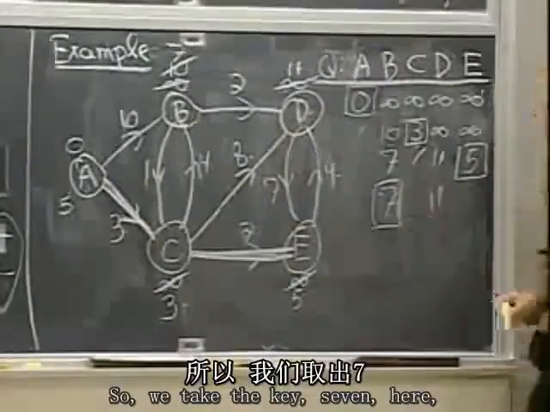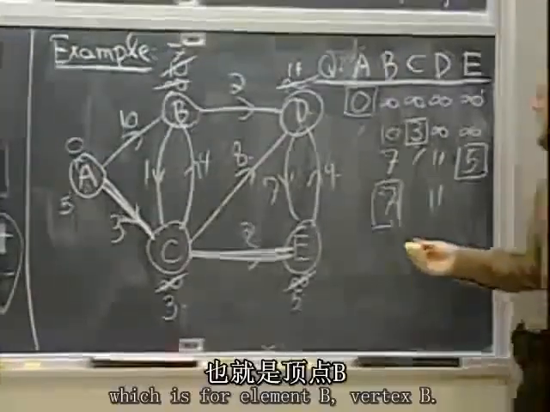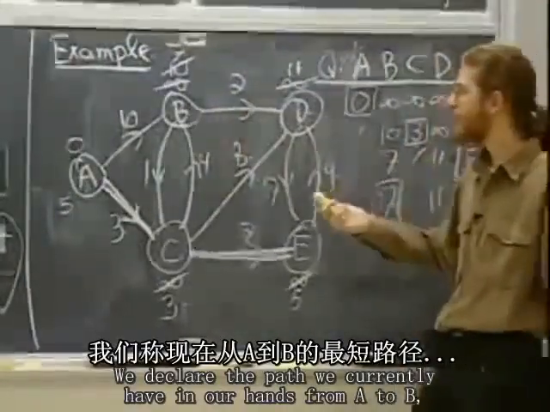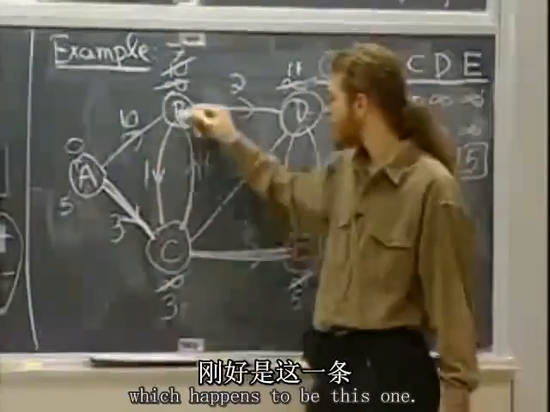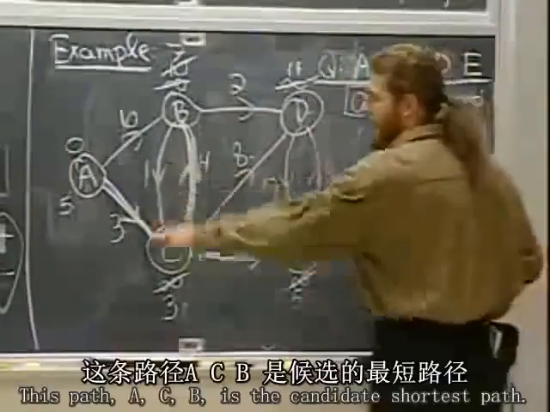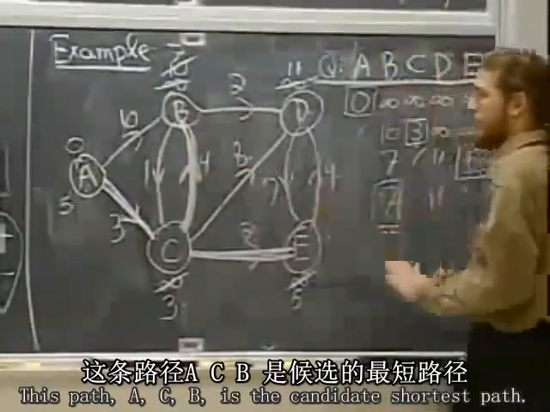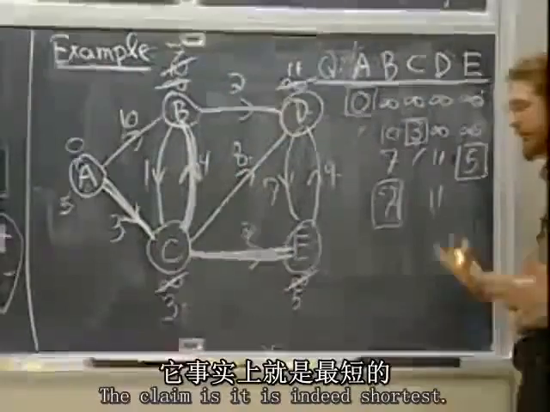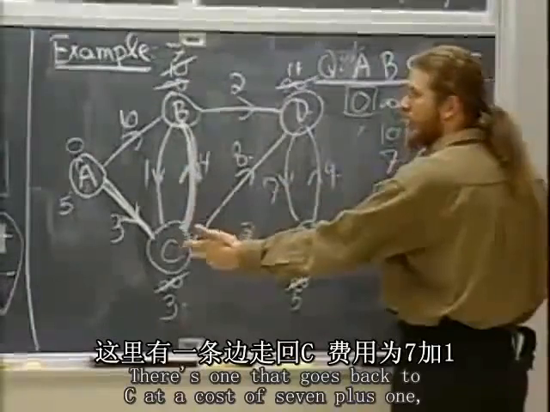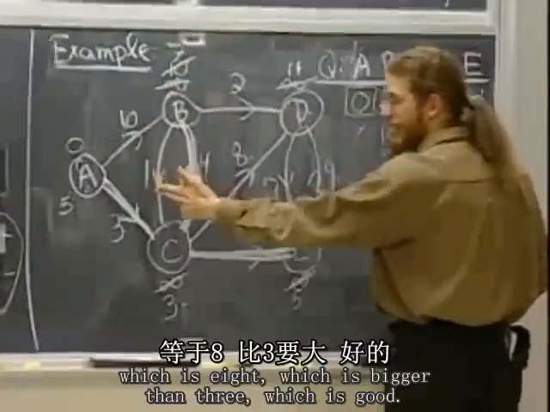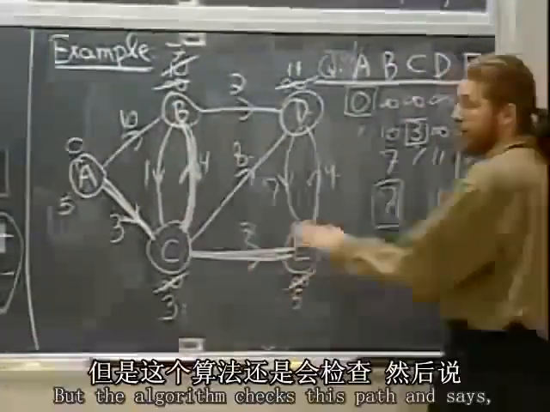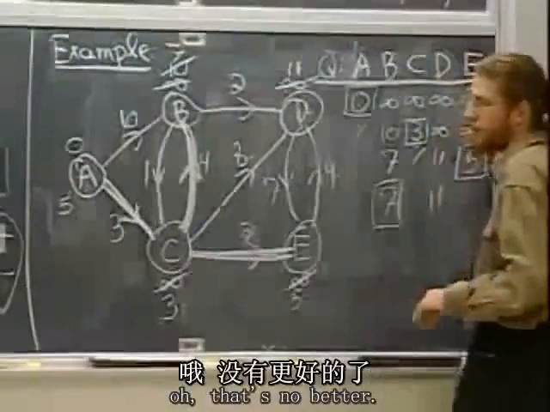So we take the key 7 here, which is for vertex B. We declare the path we currently have in our hands from A to B, which happens to be this one. The algorithm can't actually tell this, by the way, but we're drawing it anyway. This path A, C, B is our candidate shortest path. The claim is that it is indeed shortest. Now we look at all the outgoing edges. There's one that goes back to C at a cost of 7 plus 1, which is 8, which is bigger than 3, which is good. Better, we already declared C to be done. But the algorithm checks this path and says, oh, that's no better.